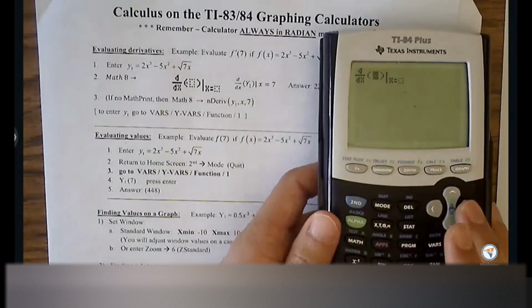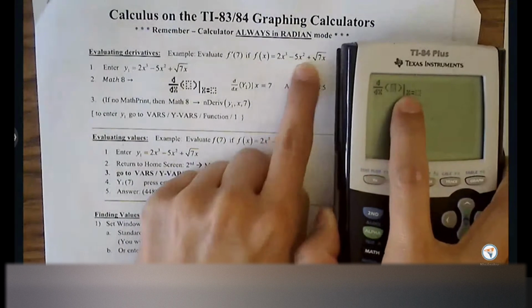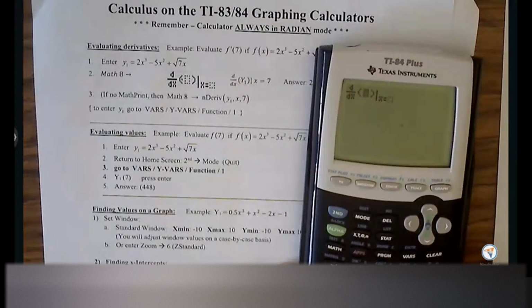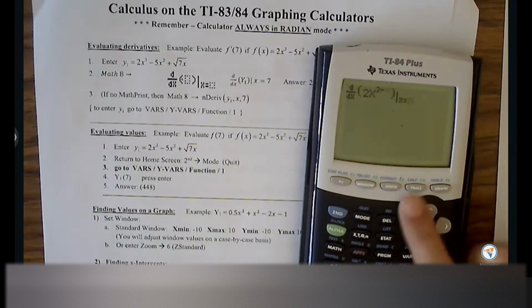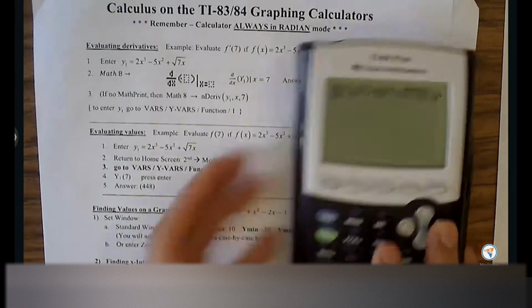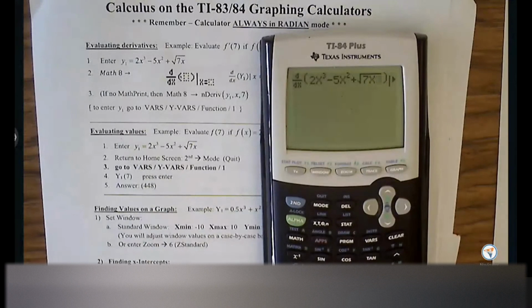Okay. Next, we're going to plug in the function. The expression that we want to evaluate is 2x cubed minus 5x squared plus square root of 7x. So 2x cubed minus 5x squared plus square root of 7x. I don't know if it's not enough light, it's hard to see.